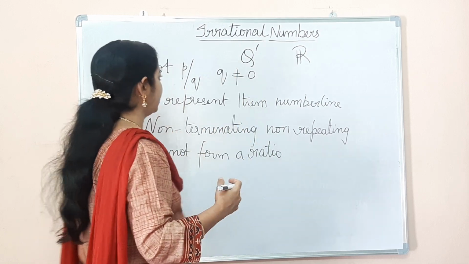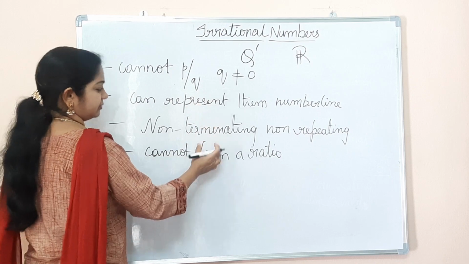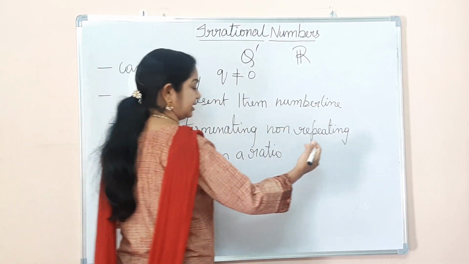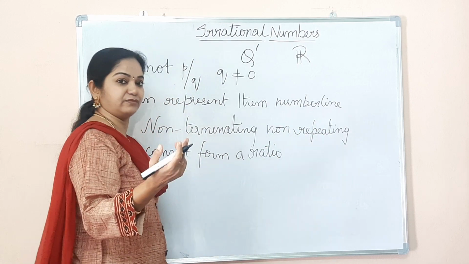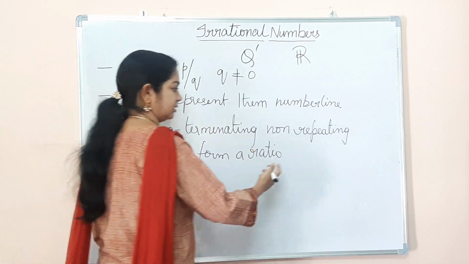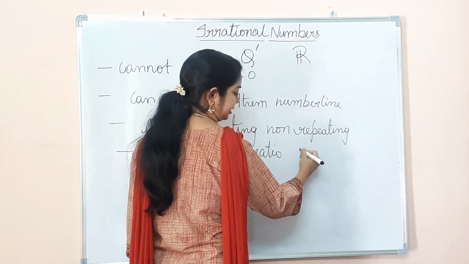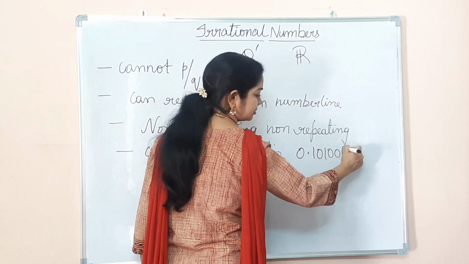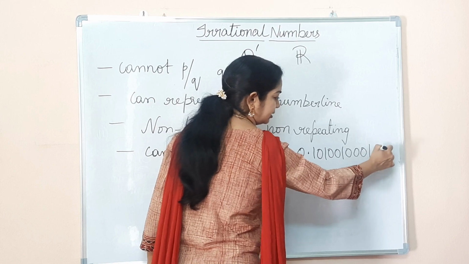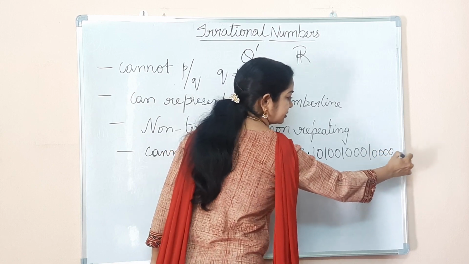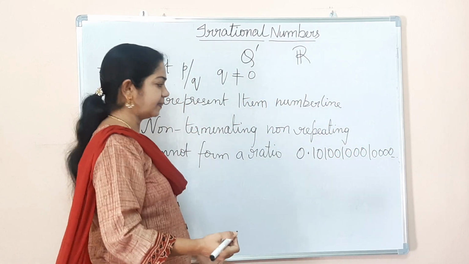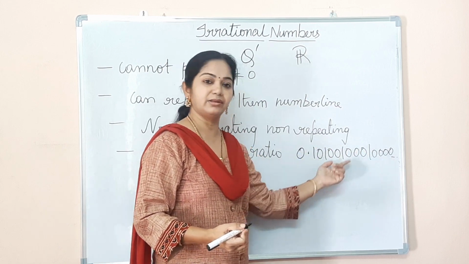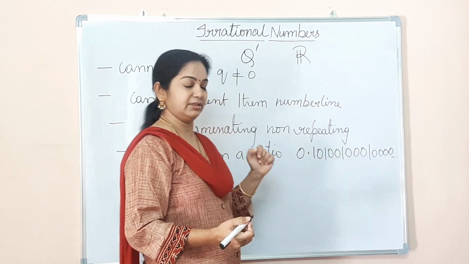And what else? I can give an example of non-terminating, non-repeating. Yesterday, in our previous class, we talked about the pi value. Now, for example, let me take 0.10100100001, and likewise you can write so on. This is non-terminating as well as non-repeating. So this is an irrational number.